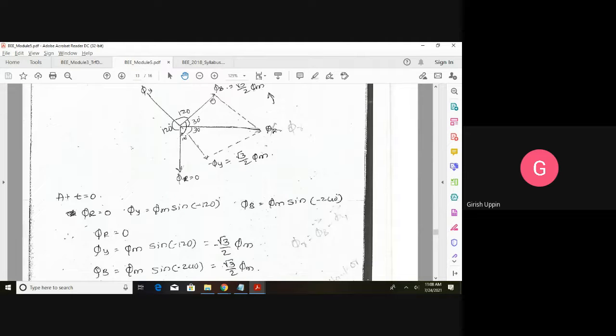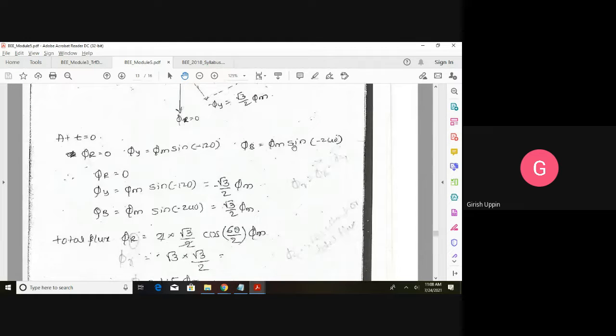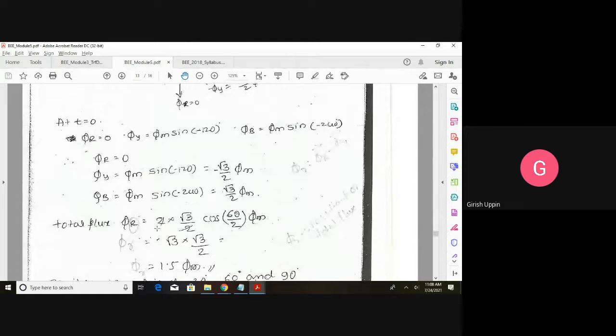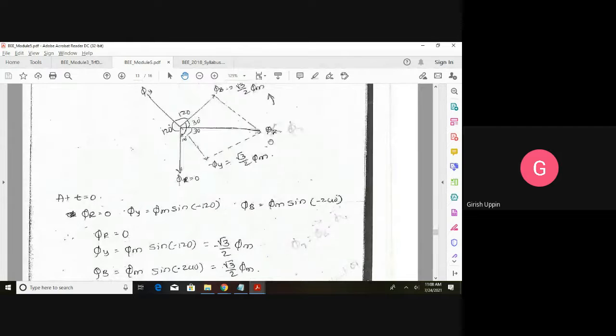If I add these two phasors, these phasors are exactly equal, and if we add them, we get something like that. I draw a line parallel to minus phi y and a line parallel to phi b. I get it like this, and this is the resultant flux. And how to find that? Using a simple formula, that is phi r, the resulting flux. This is phi r, not capital R, lowercase r.